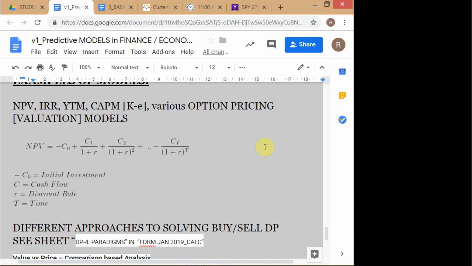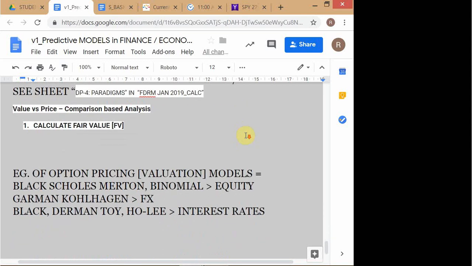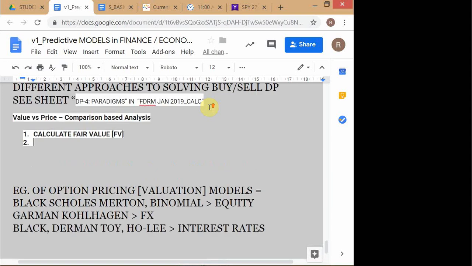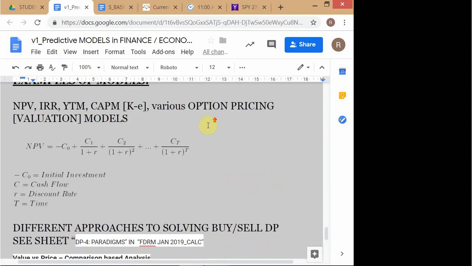If you look at the NPV equation, on the RHS there are two parts. There is the cost of the project and there is the fair value of the project. You're comparing the cost of the project with the fair value of the project. So this is the fair value.